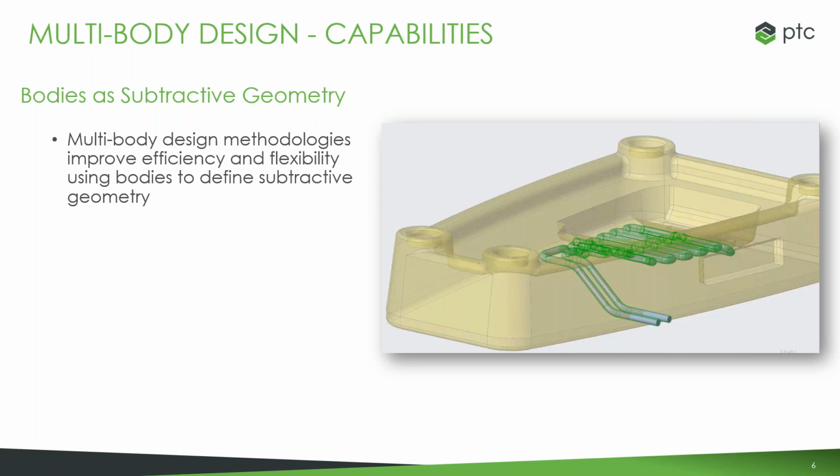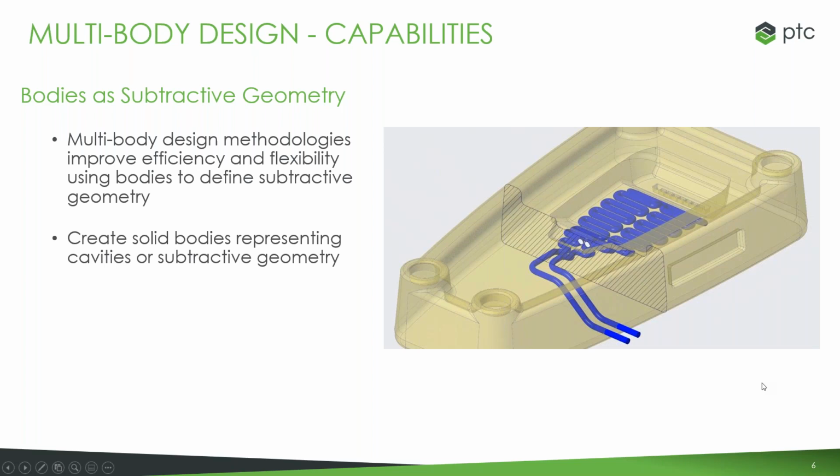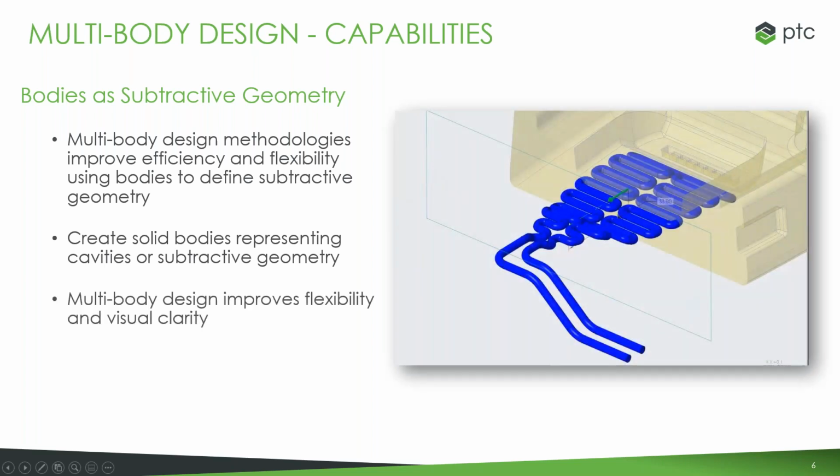So it's a more effective way of being able to communicate design characteristics and intent, from part to part. You can also create solid bodies by representing cavities in subtractive geometry. So you're essentially creating a solid body for that cavity. Makes it much more visually clear. So this is a lot about visual clarity as well.